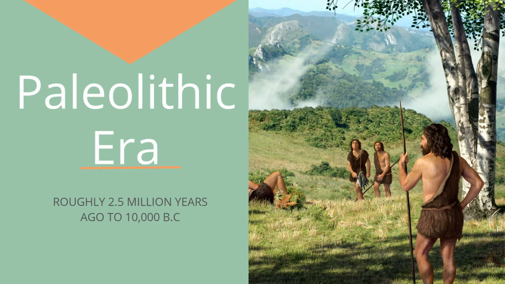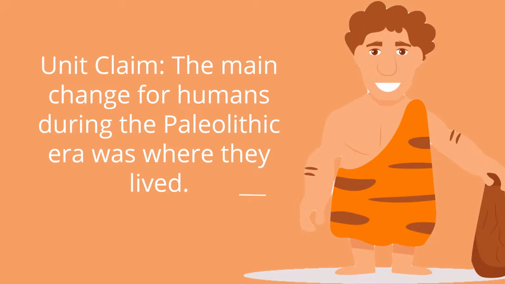All right, so we are in the Paleolithic era, which is roughly about 2.5 million years ago until 10,000 BC, which is 10,000 years before zero. Our unit claim for this unit says that the main change for humans during the Paleolithic era was where they lived. So that was the biggest change. That's the claim that we're going to be reviewing throughout this unit, the one that we go back and forth to. So keep that in mind.